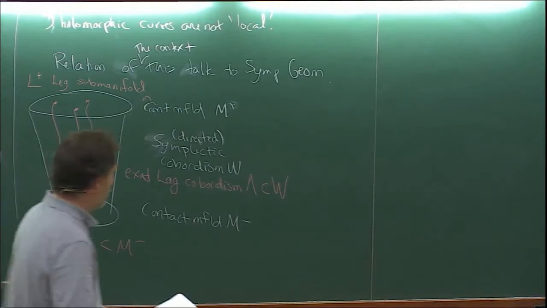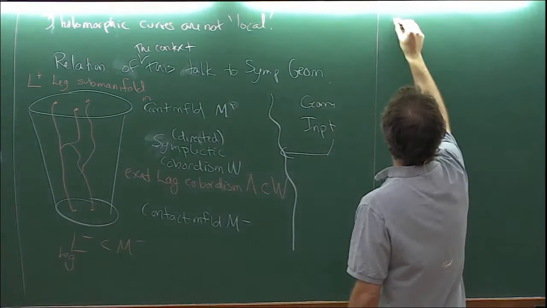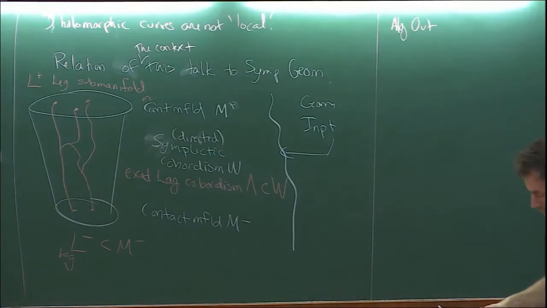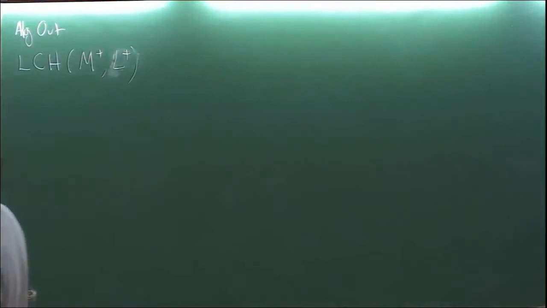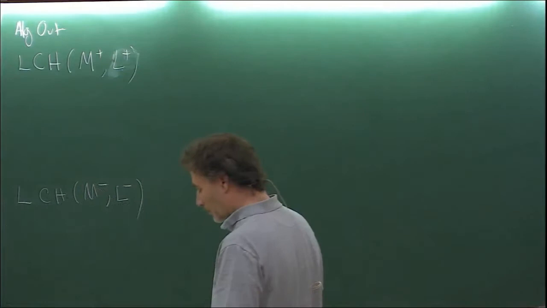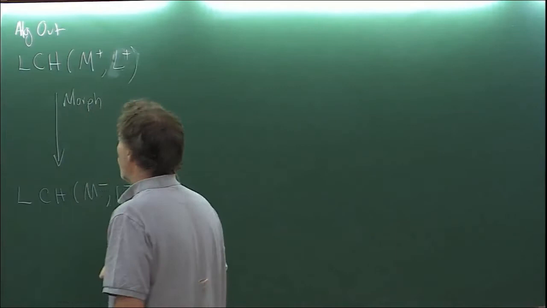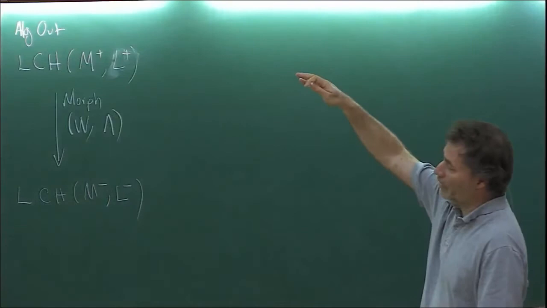This is the geometric input. And then the algebraic output, in this case, will be some sort of Legendrian contact homology for the positive side. The inputs, which I haven't defined yet, are the contact manifolds, their submanifolds, and some auxiliary data. And you'll have the Legendrian contact homology of the negative side. And then you're going to have some morphism, based on your symplectic manifold and the Lagrangian cobordism from the Legendrian upstairs to the Legendrian downstairs.